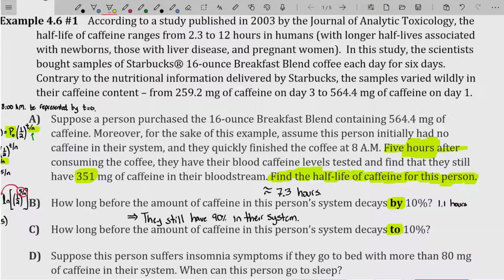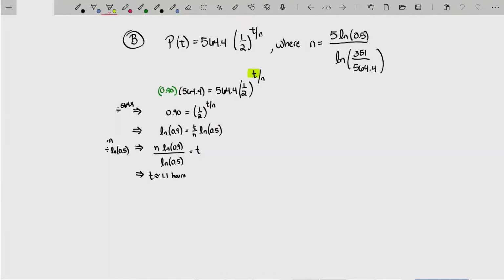I want this caffeine to decay to 10% of what it originally was, which means I've lost 90% of the caffeine. And this is what most people think of when they hear the problem. They want 10% of the original amount. So let's go ahead and hop over to that blank page there. And we know we're still dealing with the same function right here with the same n.